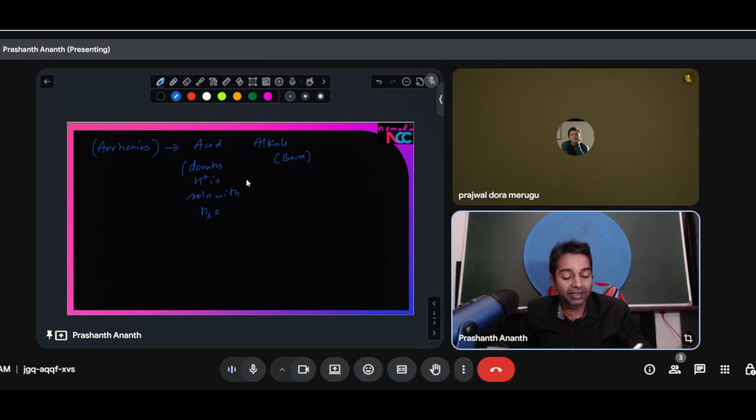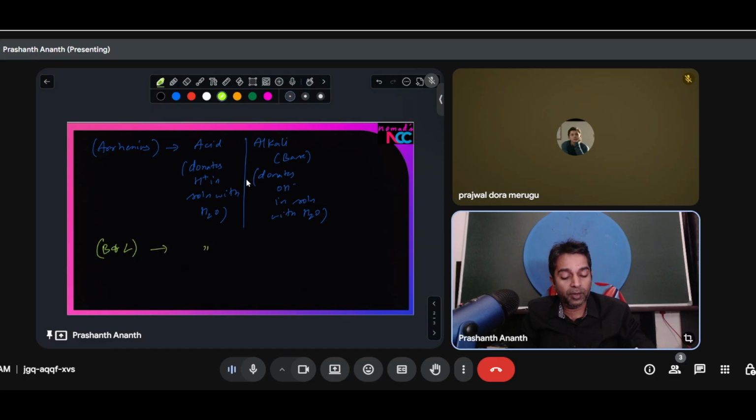And alkali donates OH minus in solution with water again. So this is the definition with respect to Arrhenius. Now, the Bronsted and Lowry definition effectively defined this into perfect opposites. The Bronsted and Lowry definition of acid is going to be the exact same thing. It donates a H plus.